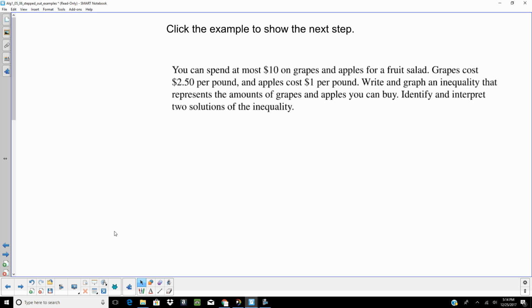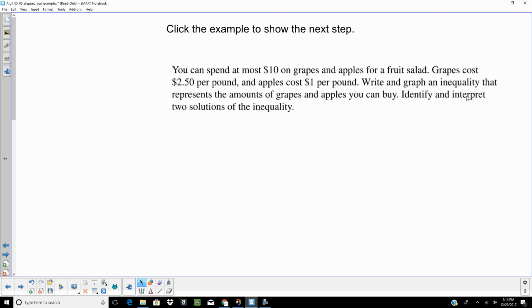All right, let's do our word problem. You can spend at most. So when I say something like at most, I automatically start thinking about inequalities. Because I can spend less than that, but I can't spend any more. I can spend at most $10 on grapes and apples for a fruit salad. Grapes cost $2.50 per pound, and apples cost $1 per pound.